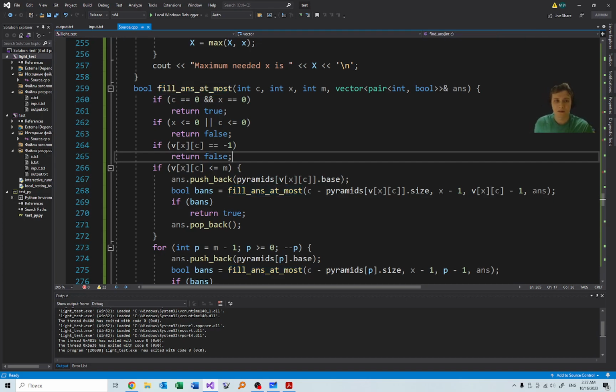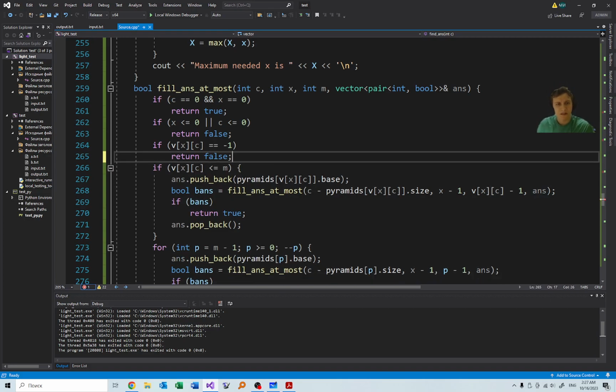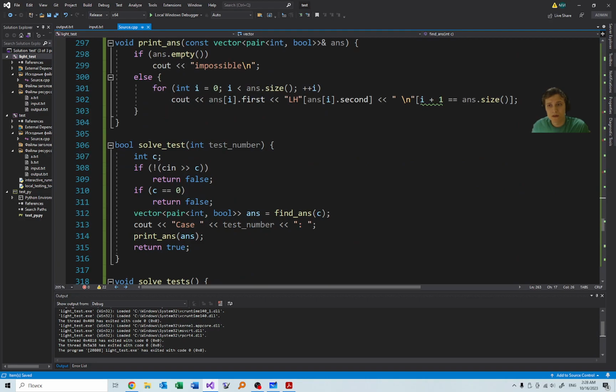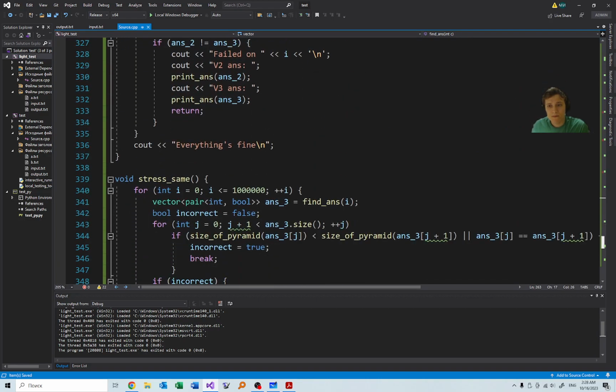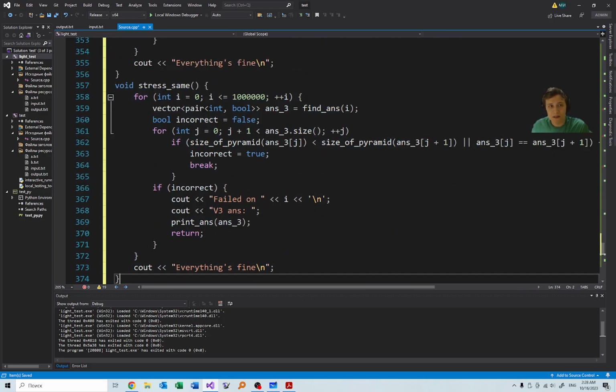I need also to do this. So if it is already there, yeah. Why is it slow? It should be fast. It really should be fast because I guess it cuts everything. Slow. Let's try a stress measure of something.